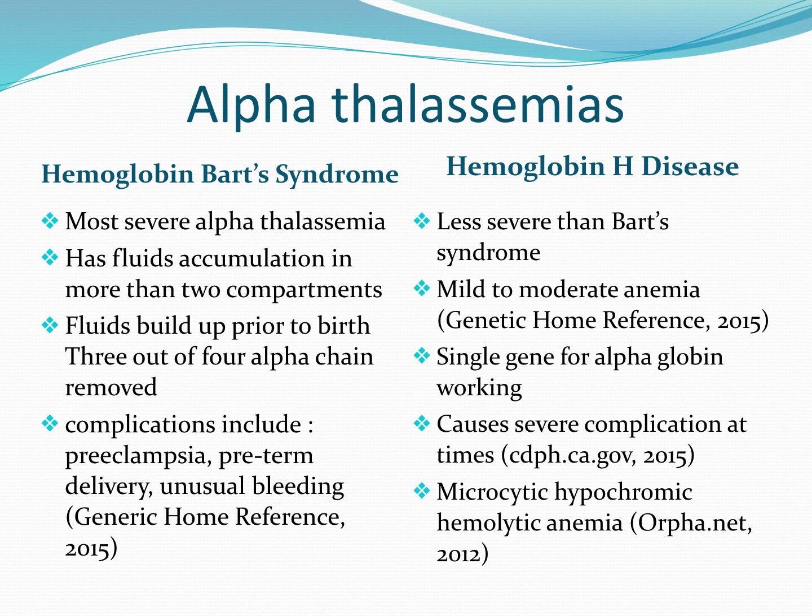On the other hand, hemoglobin H disease is less severe than Bart's syndrome. It has mild to moderate anemia. It is a single gene for alpha globin working. It causes severe complications at times as well. It is referred to as microcytic and hypochromic hemolytic anemia.